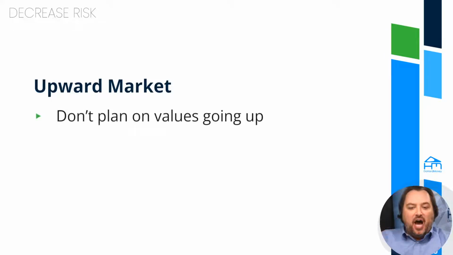Now, if the market's moving up, you don't have to worry about that, but you don't plan on values going up. It's a big mistake. You're saying, oh, values have gone up 20% last year, so they're going to go up 20% this year. Well, guess what? They're not going up 20% this year, so we've made a bad assumption.